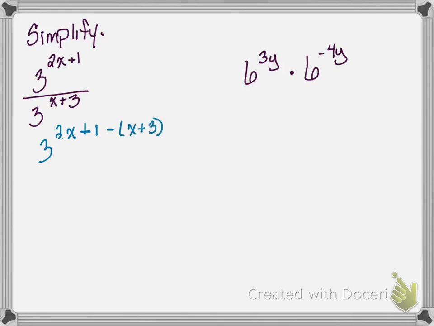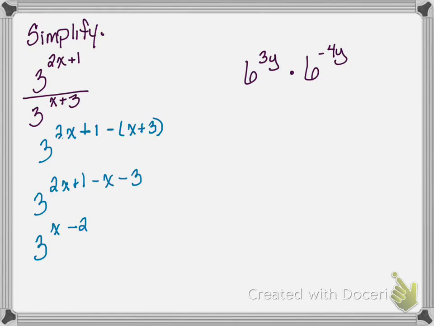Where do you think students make mistakes? They forget to distribute that negative. You're absolutely right. That's where students make mistakes. So this is 3 to the 2x plus 1 minus x minus 3. Okay? Then I combine like terms, and I'm left with x minus 2. Okay? So I used the properties of exponents. I just have more inside the exponent that I'm dealing with.